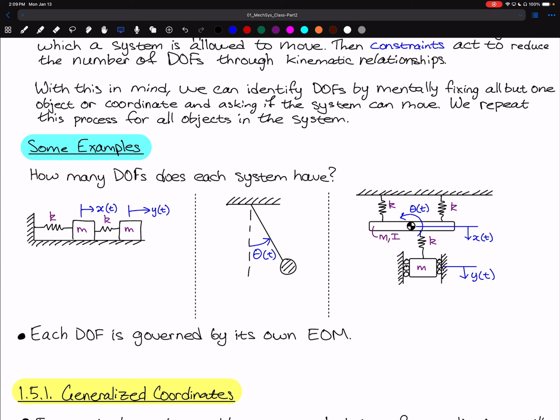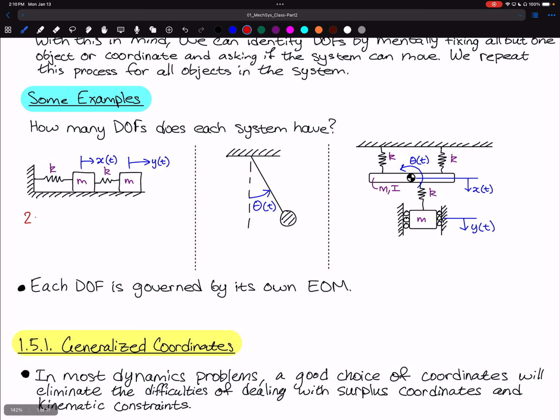It seemed like everyone is starting to reach a consensus. For this first system, if we hold one of the masses fixed, then the other mass can move. And if we hold both masses fixed, nothing else can move. So in this case, there are 2 degrees of freedom, which we'll say are x of t and y of t. For the pendulum, there's only 1 degree of freedom. In that case, it's theta.